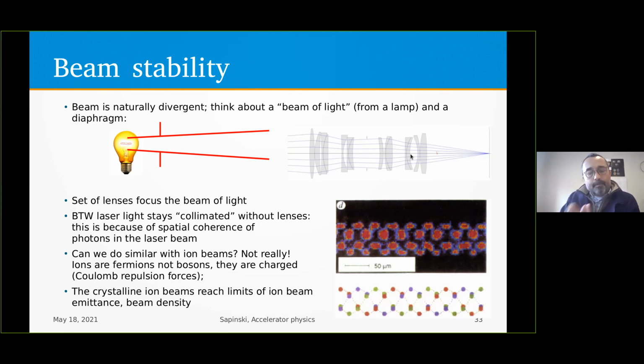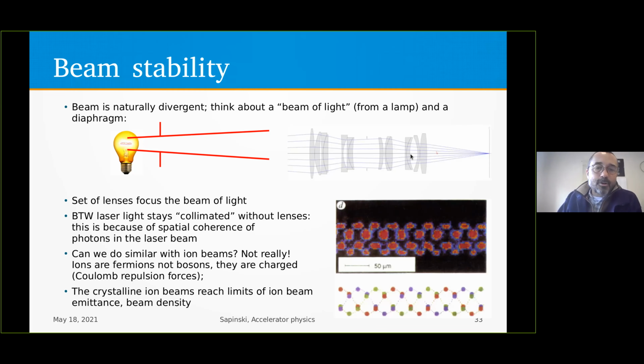Basically, there are two. Well, the beam is made of charged particles, so there are Coulomb forces which act on the particles and make the beam naturally spread. You don't have the same with photons in a light beam. Photons, in principle, in the first approximation, don't interact with each other. There is no repulsive force. And then ions are fermions, particles which don't like to stay in the same place, and this also affects the way they can be transported. So we cannot have a laser of ion beam.